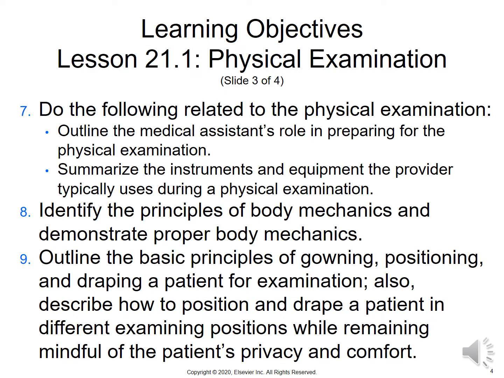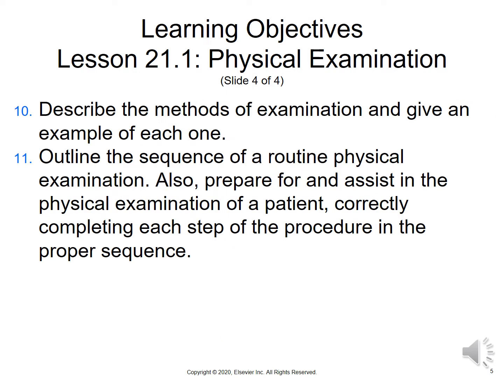Number 9, outline the basic principles of gowning, positioning, and draping a patient for exam. Also describe how to position and drape a patient in different examining positions while remaining mindful of the patient's privacy, comfort, and modesty. Number 10, describe the methods of examination and give an example of each one. And number 11, outline the sequence of a routine physical examination, and also preparing for and assisting in the physical exam of a patient correctly, completing each step of the procedure in the proper sequence.